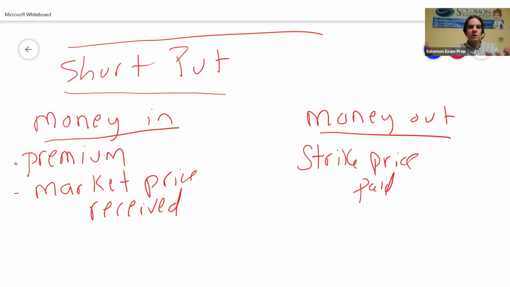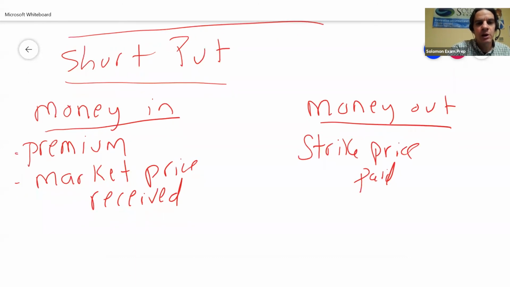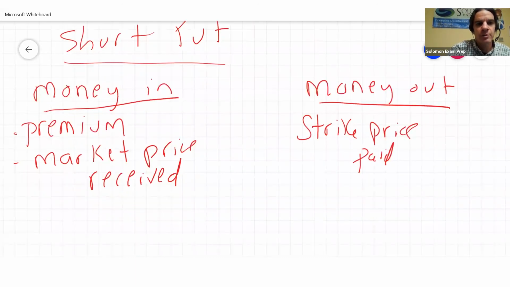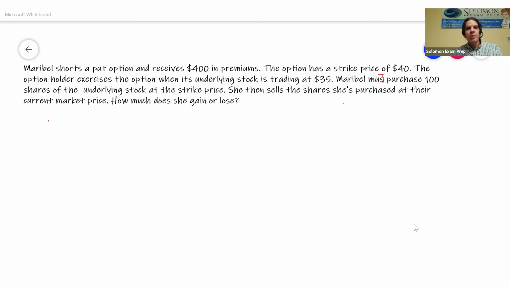All right, so then you would compare money in to money out and determine gain or loss. So let's look at our last example here. Let's look at an example of gains or losses when somebody shorts a put option. Maribel shorts a put option and receives $400 in premiums. The option has a strike price of $40. The option holder exercises the option when its underlying stock is trading at 35.